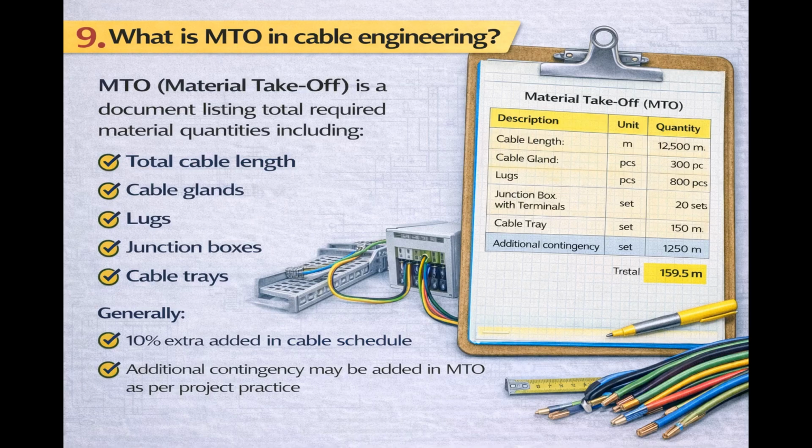What is MTO in cable engineering? MTO, material takeoff, is a document listing total required material quantities including total cable length, cable glands, lugs, junction boxes, cable trays. Generally, 10% extra is added in the cable schedule. Additional contingency may be added in MTO as per project practice.